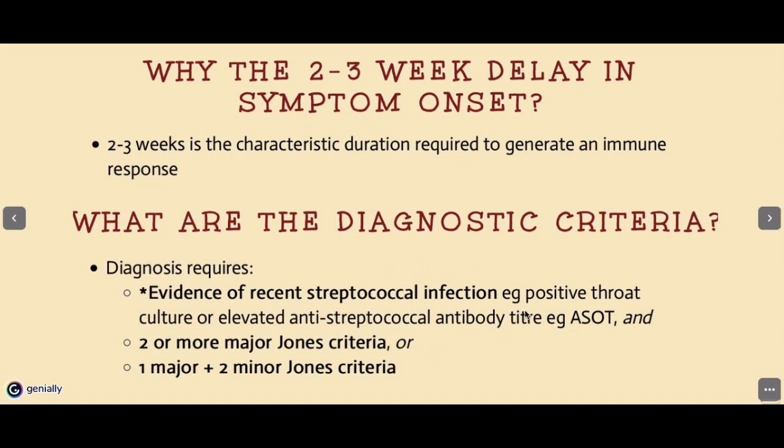Okay, so point number 1 is a must-have, and this evidence of recent streptococcal infection is seen along with either 2 or more major Jones criteria or 1 major and 2 minor Jones criteria. So it is a combination of this plus this or this plus this, which makes the diagnosis of rheumatic fever.